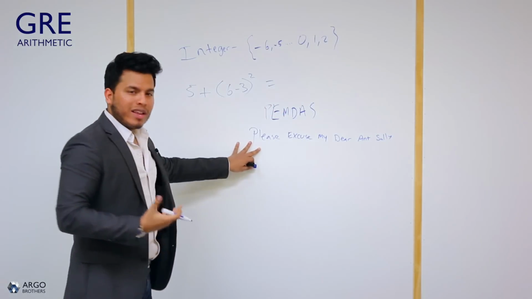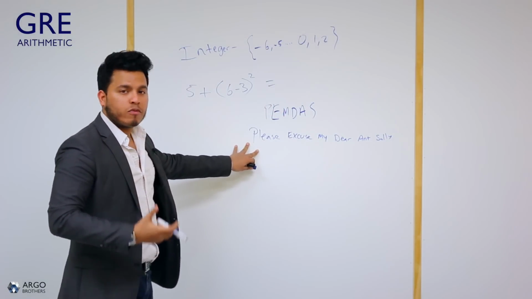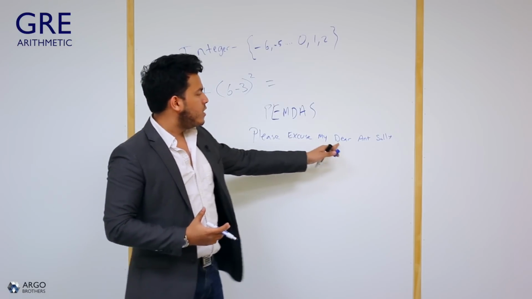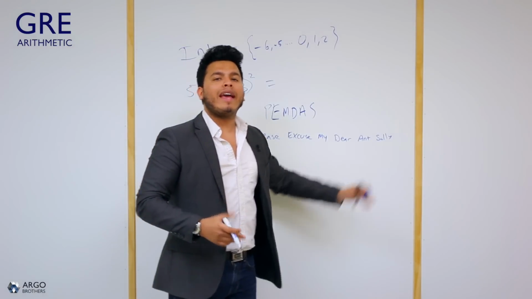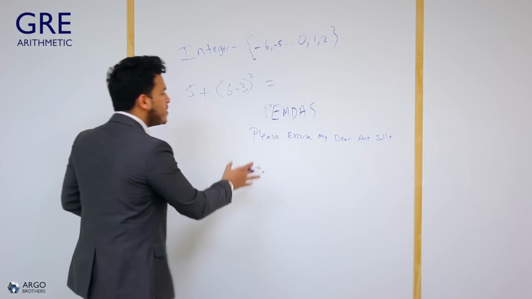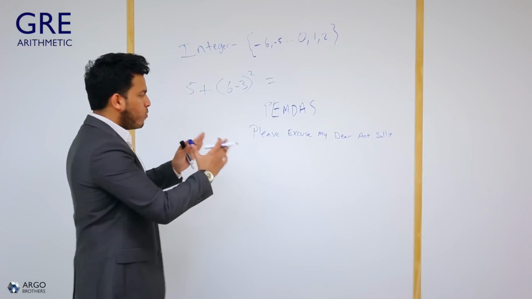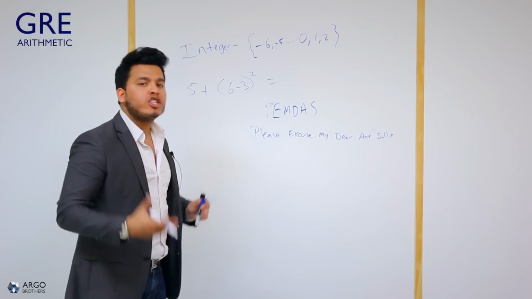Now what exactly does this mean? P stands for parentheses, E stands for exponents, M stands for multiplication, D for division, A for addition, S for subtraction. And this is the order of operations we have to follow whenever we're given an equation or expression.